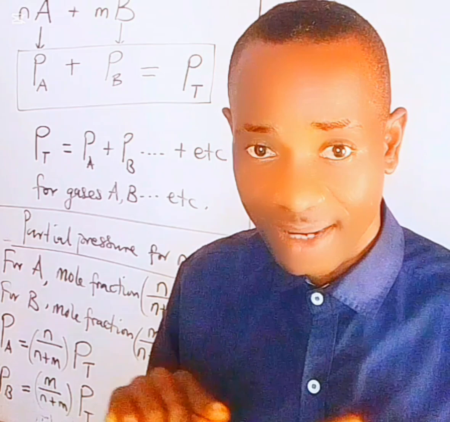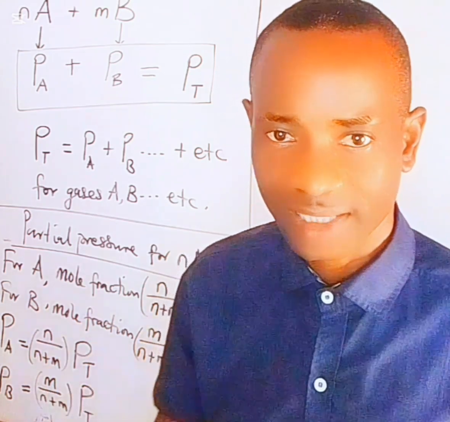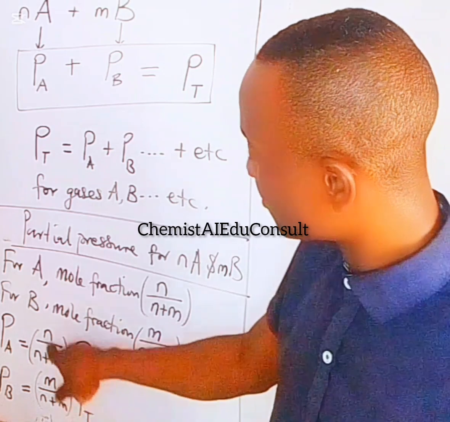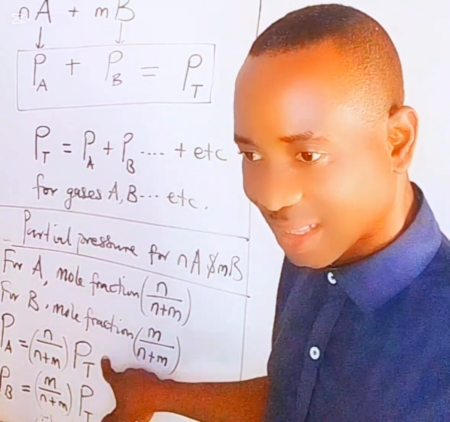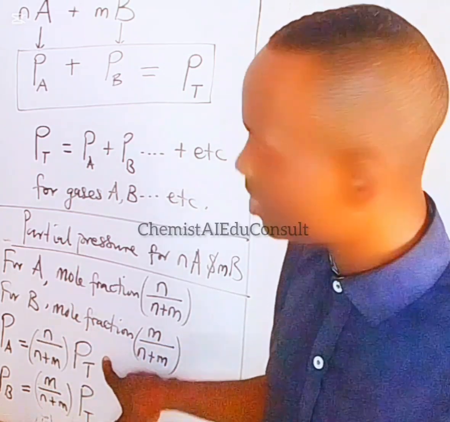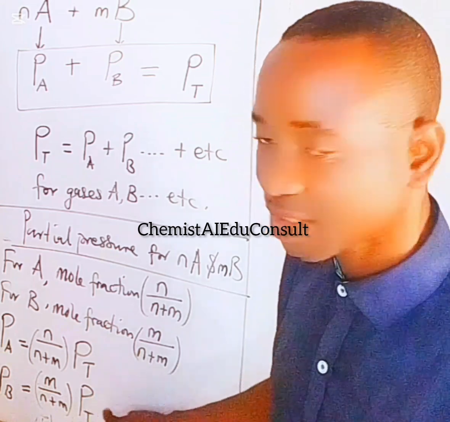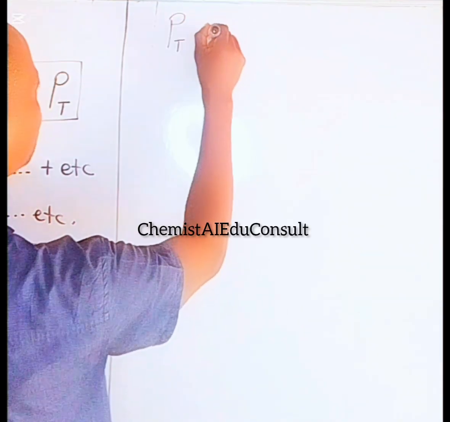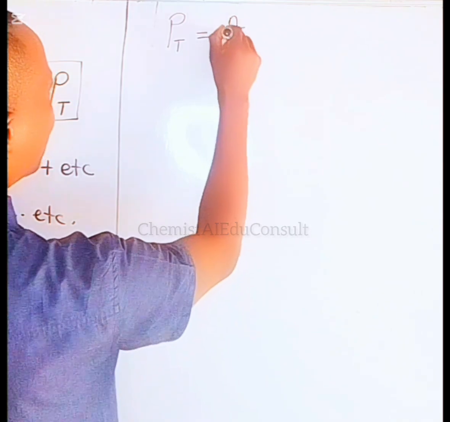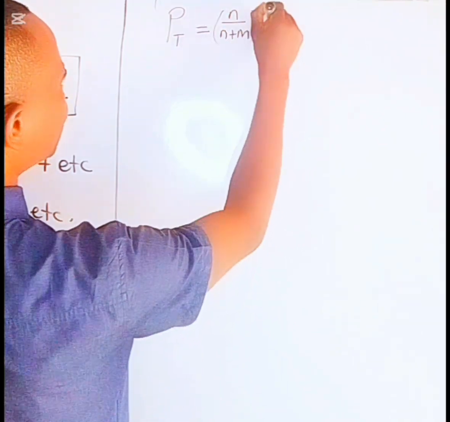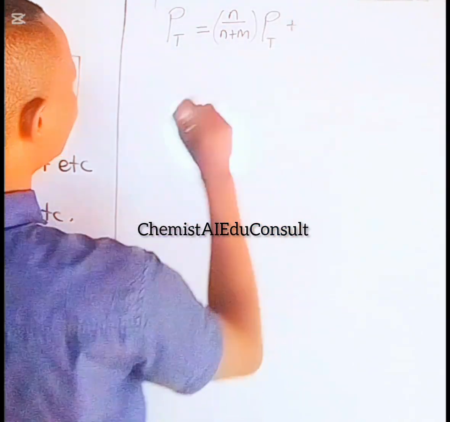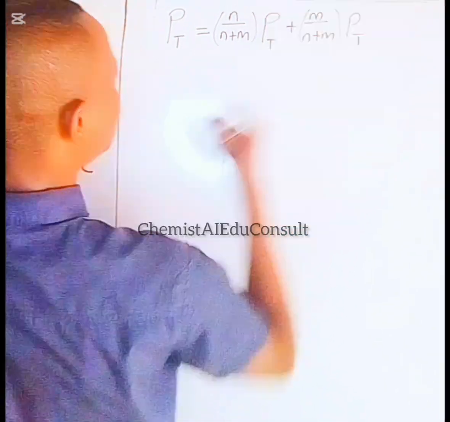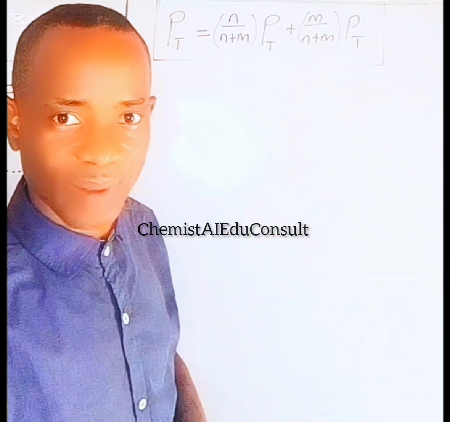We can now rewrite Dalton's law of partial pressure. This is because PA is now mole fraction of A times total pressure, while PB is now mole fraction of B times total pressure. P total equals n over n plus m times P total plus m over n plus m times P total. And this is Dalton's law of partial pressure.